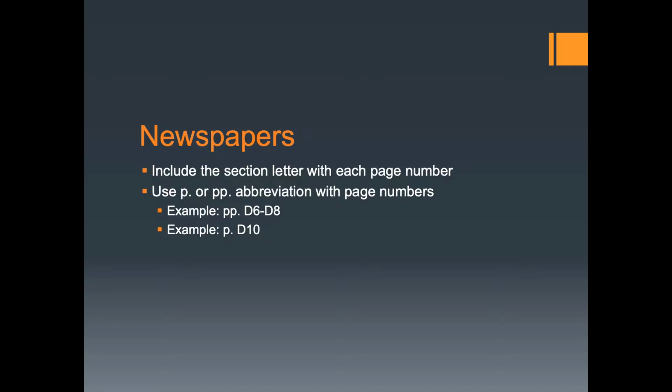So one exception to the P and the PP rule is if you have newspapers. This is going to be rare. We're generally not going to have them. But in a newspaper, they use letters, D6 to D8. That actually serves as the page numbers. So we would say PP for page numbers D6 through D8, because it's not clear that D6 and D8 are actually page numbers.